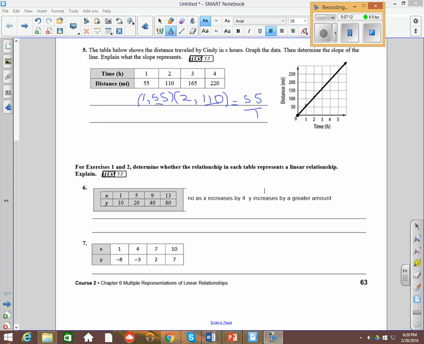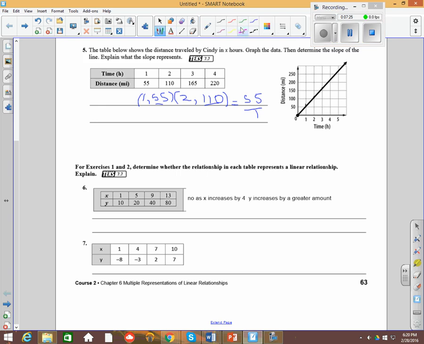Okay, so number 6, they want to know if it's linear. Is this a linear relationship? Does it have a constant change? I've already written the answer down here. No, it does not have a constant change, simply because as x increases by 4, y is increasing by a greater amount. The first time is increasing by 10, then by 20, and then by 40. So it's increasing by a greater amount, so that's why it's no.